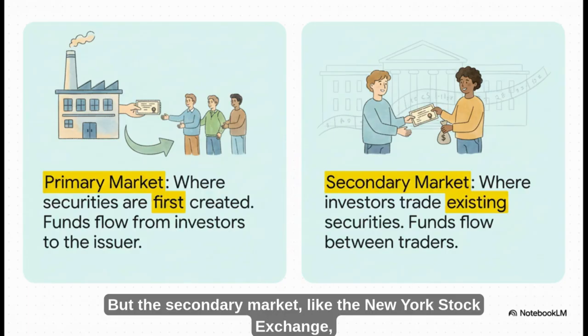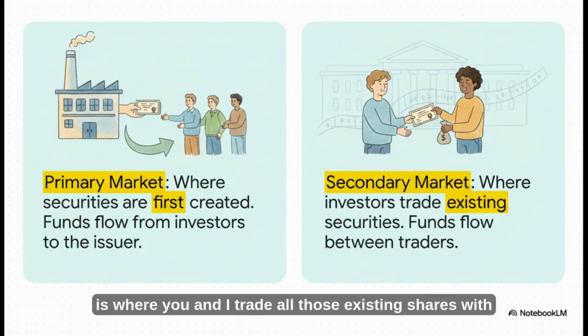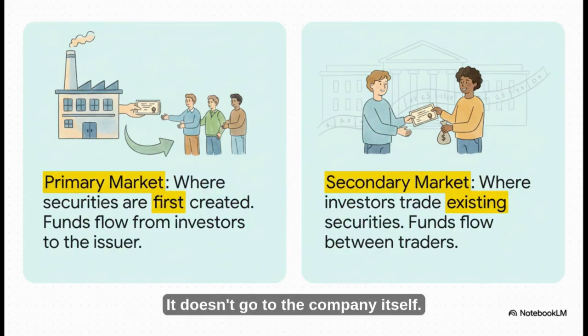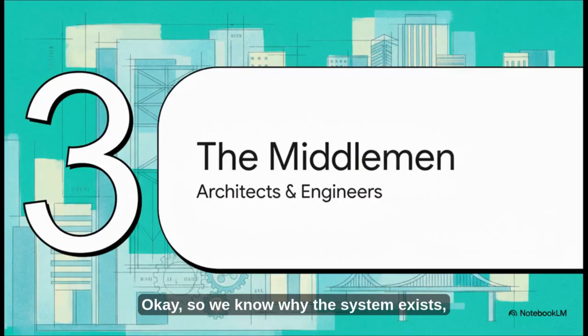But the secondary market, like the New York Stock Exchange, is where you and I trade all those existing shares with each other. In that case, the money just moves between investors. It doesn't go to the company itself. Okay, so we know why the system exists, and we know what's being traded.